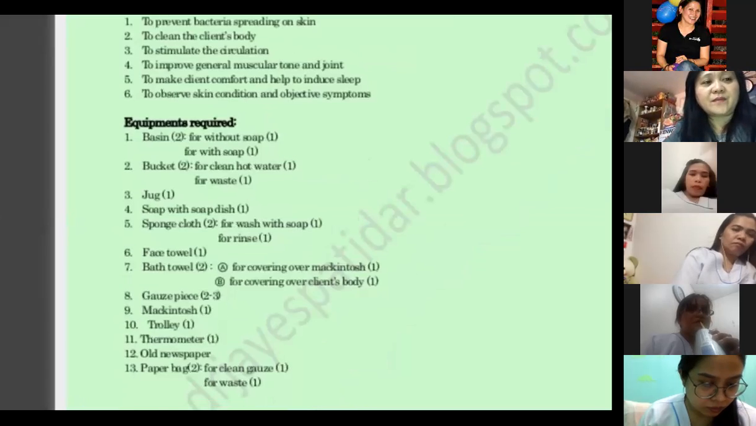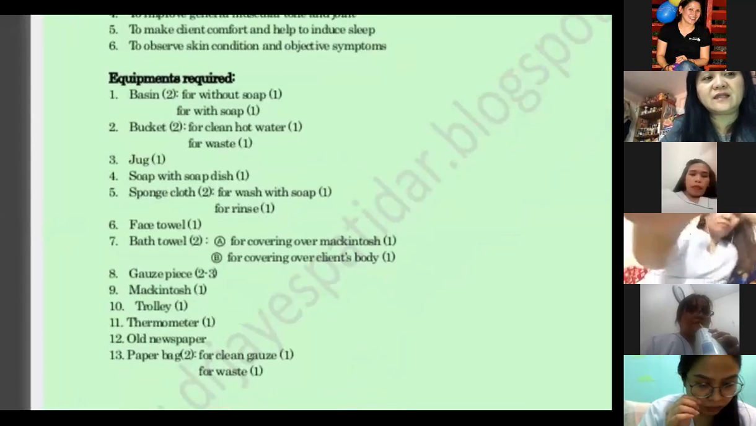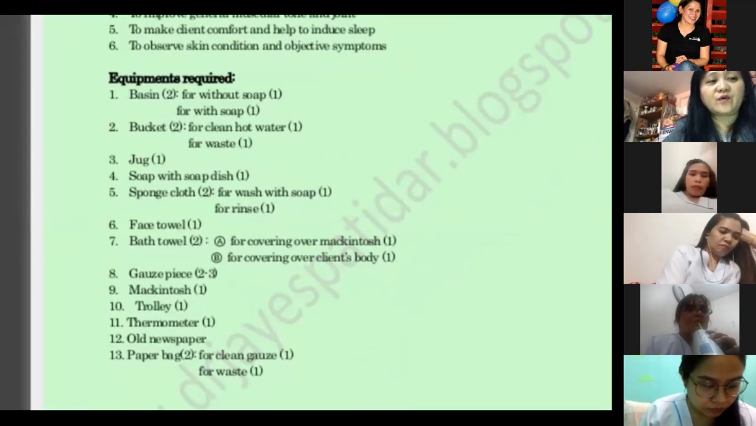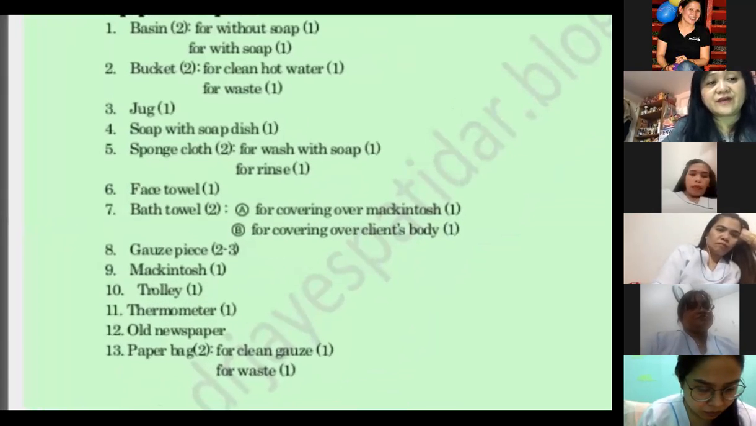Now, usually the equipment that we have is the basin without soap and with soap. We have the bucket for clean hot water, and also one for waste. We have one jug, soap with dish, sponge with soap and for rinse, face towel, bath towel, and a Macintosh for covering the client's body. We have gauze, trolley, thermometer, old newspaper, and a paper bag to clean up the waste.